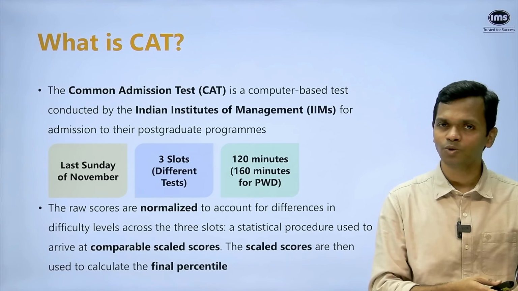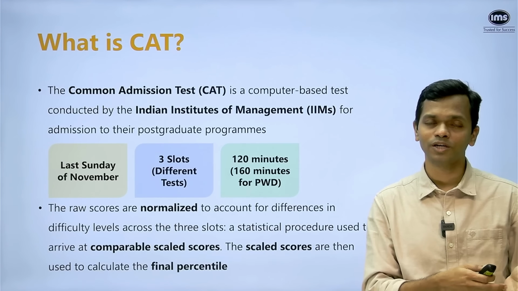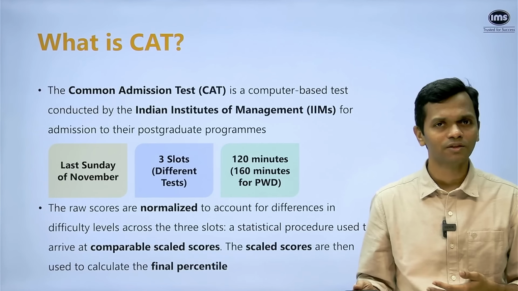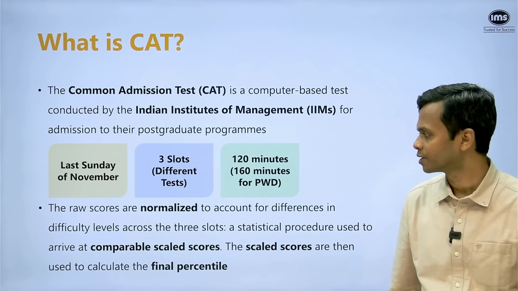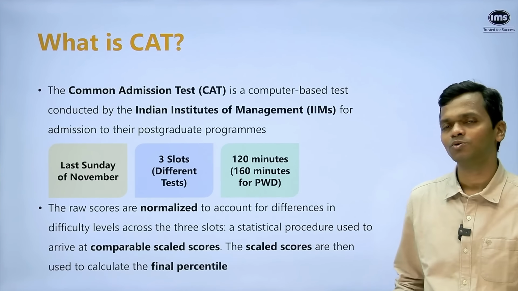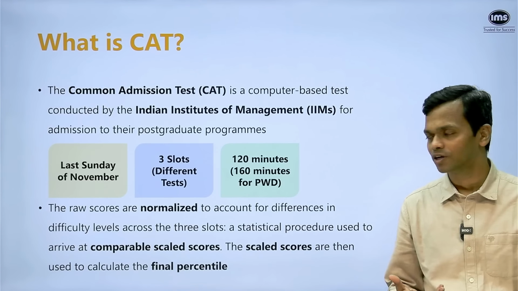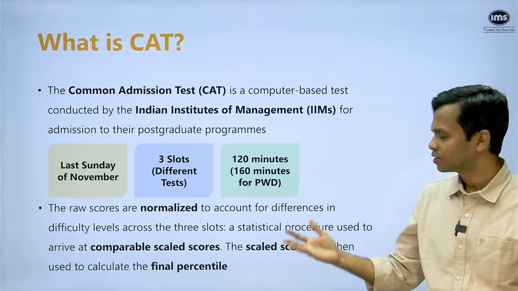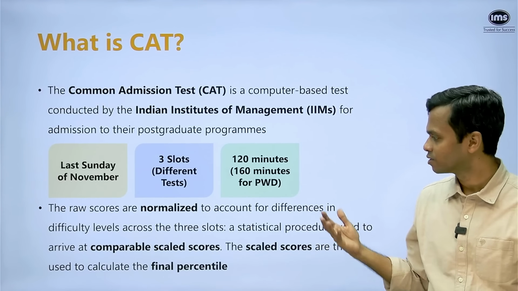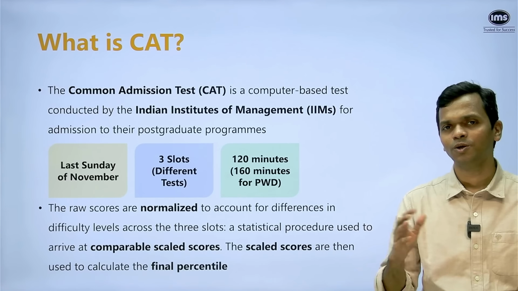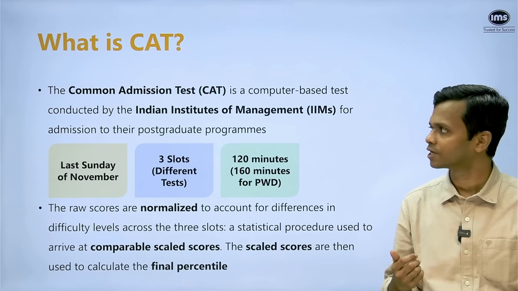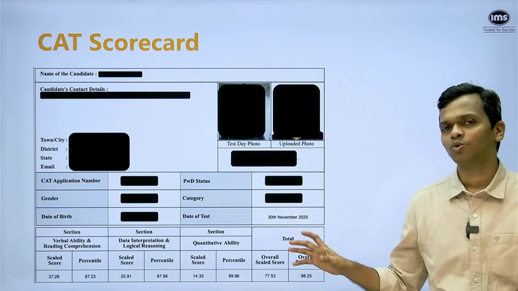So they scale the scores, and that is how they use scale scores to then calculate the final percentile for each of the sections and then the overall percentile that you have obtained. So the raw scores are normalized to account for differences in the difficulty of the individual papers, the slot 1, slot 2, and slot 3, so that you have comparable scaled scores. And the scaled scores are then used to calculate the final overall score and then the percentile, that is overall percentile. Now this is how the CAT scorecard looks.